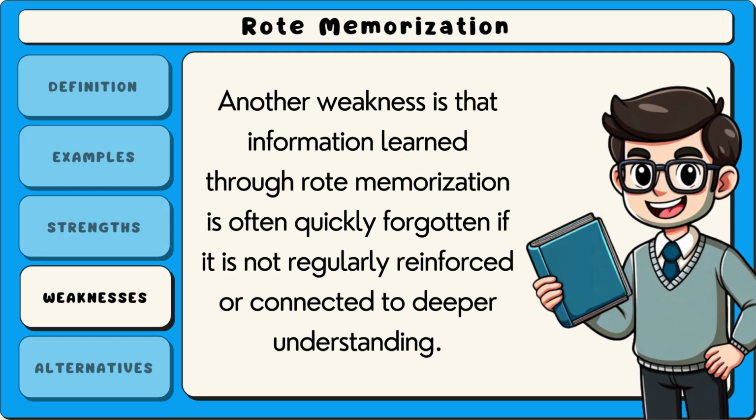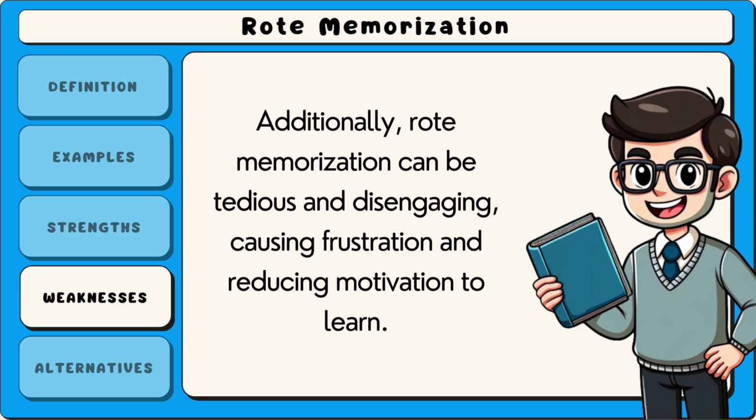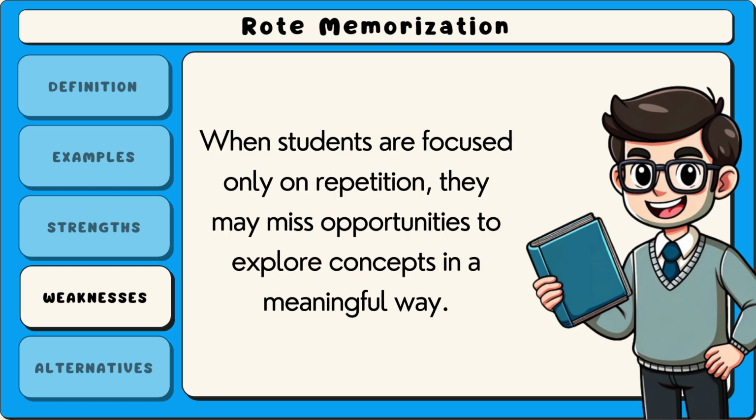Another weakness is that information learned through rote memorization is often quickly forgotten if it is not regularly reinforced or connected to deeper understanding. This is known as the forgetting curve, where unused information fades over time. Additionally, rote memorization can be tedious and disengaging, causing frustration and reducing motivation to learn. When students are focused only on repetition, they may miss opportunities to explore concepts in a meaningful way.